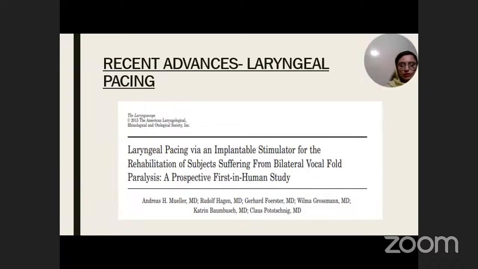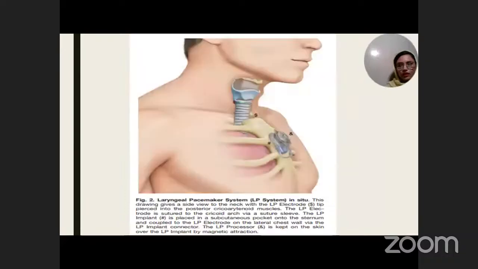Recent advances in treatment of laryngeal paralysis include laryngeal pacing, done in patients suffering from bilateral vocal cord paralysis. In this case, electrodes are placed into each posterior cricoarytenoid muscle, which cause maximum adduction and abduction of the vocal cords. The electrode is connected to an external pacing device that is surgically fixed under the chest wall, in a similar way to a cardiac pacemaker.